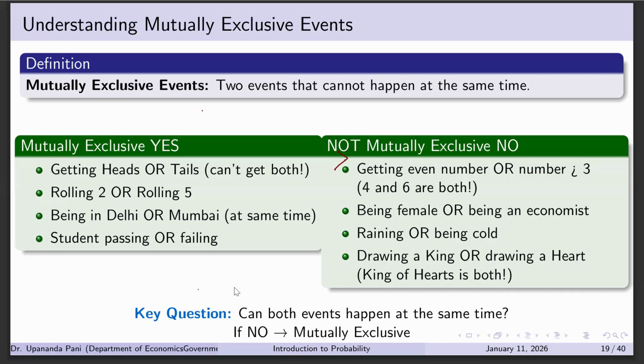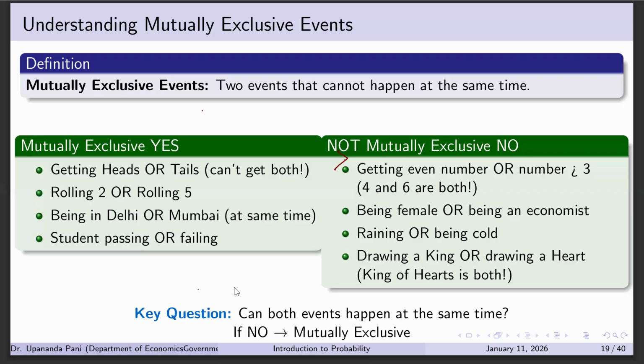Not mutually exclusive: getting an even number or a number greater than 3, because 4 and 6 are both. Being a female or being an economist. Raining or being cold. Drawing a king or drawing a heart, because the king of hearts is both.